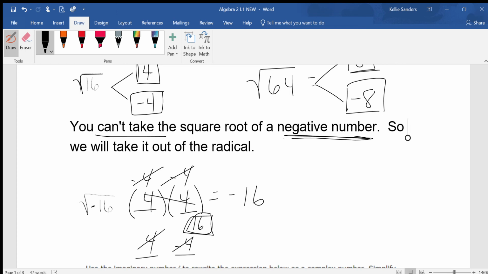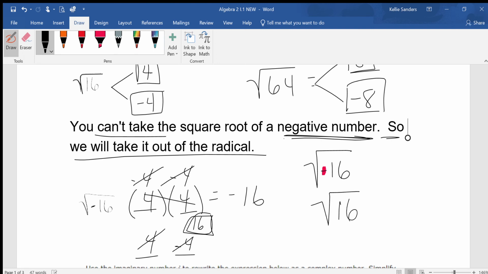But we have to be able to do these problems in math to be able to get answers that we need to get. So here's what we're going to do. We're going to take the negative out of the radical. So if I give you the square root of negative 16, we cannot do this. Okay? So we are going to change it to this, and that is an I. It's an I because it stands for imaginary. This number did not exist for anything that we could possibly have ever known to do.